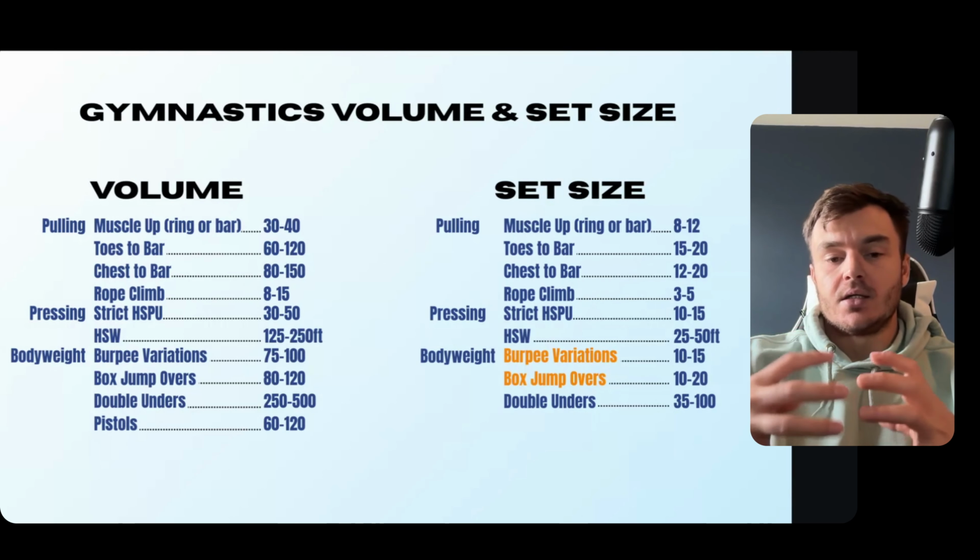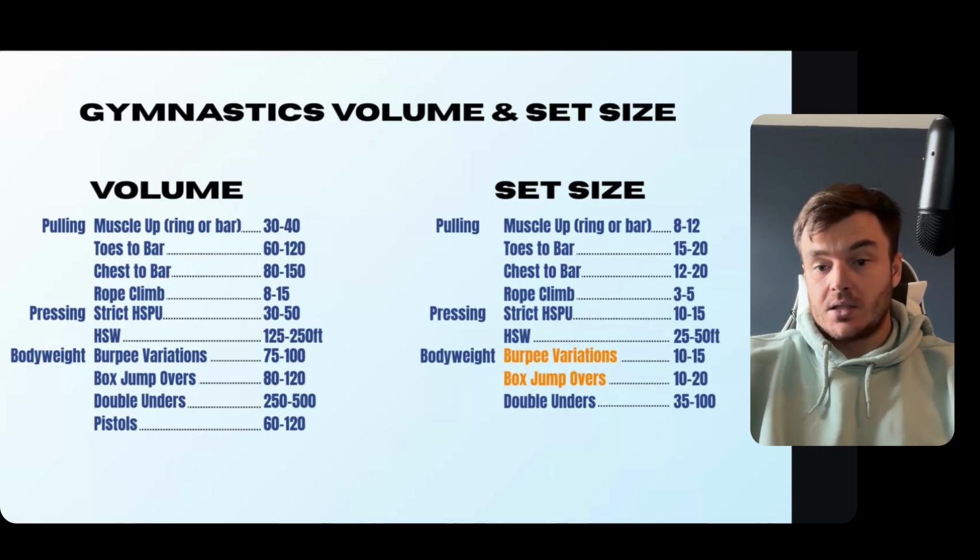Now, there are exceptions to this because there are chippers where you'll have to do 60 toes to bar in a row, and that's going to be a different kind of skill set, and you're going to approach it differently. But in general, when we look at online qualifier workouts and just workouts in competitions, you're seeing between 8 and 12 unbroken ring or bar muscle ups, right?